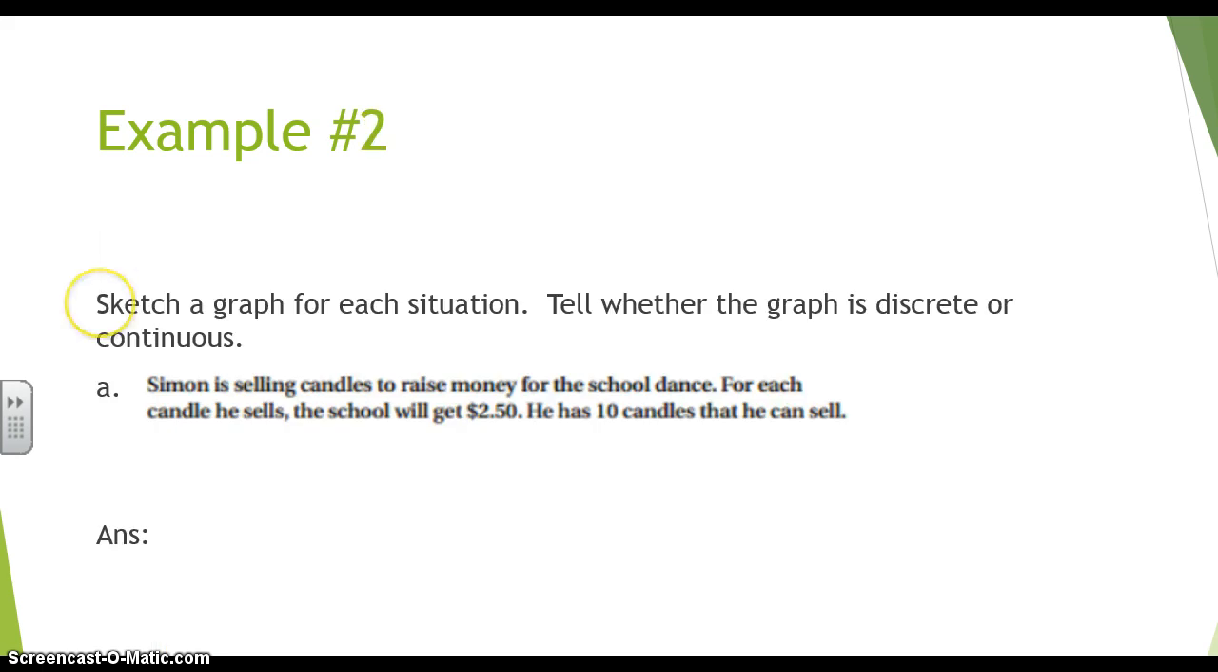Here's another example. They want us to sketch a graph for the situation and tell whether the graph is discrete or continuous. Simon is selling candles to raise money for the school dance. For each candle he sells, the school gets $2.50. He has 10 candles that he can sell. So it's giving us exact numbers. So he has a candle that sells for $2.50 each, and if he has 10 candles, we are going to show how much money we raised for that. So when they're giving you specific values like this, they are going to be discrete graphs.